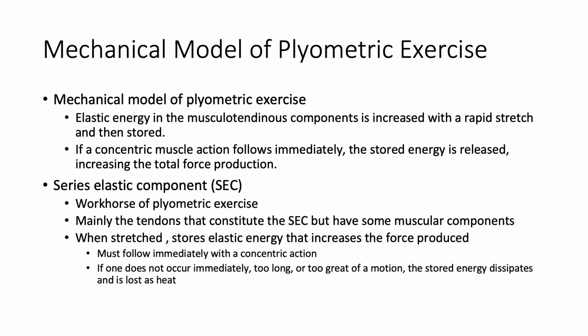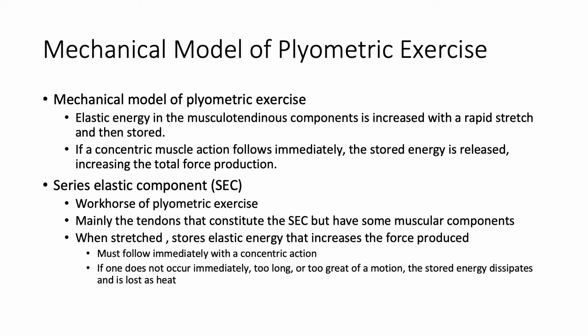In the mechanical model of plyometric exercise, elastic energy in the musculotendinous components is increased with a rapid stretch and then stored. When there is an immediate concentric muscle action following a rapid stretch, the stored elastic energy is released, increasing the total force production. Out of the mechanical model's elements, the series elastic component is the workhorse of plyometric exercise. The series elastic component includes some muscular components, but it is the tendons that constitute the majority of the series elastic component.